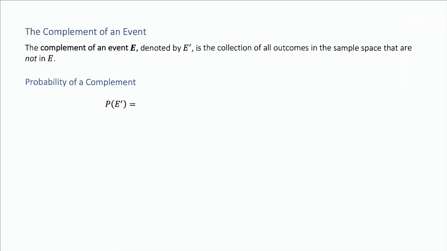The complement of an event E we'll denote with this E with that little tick mark. We'll read that as E prime, or you can just say E complement, is the collection of all outcomes in the sample space that are not in E.